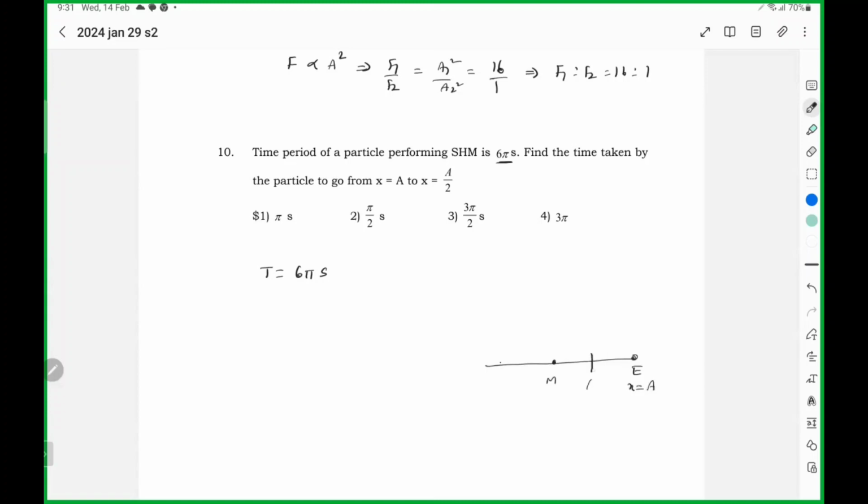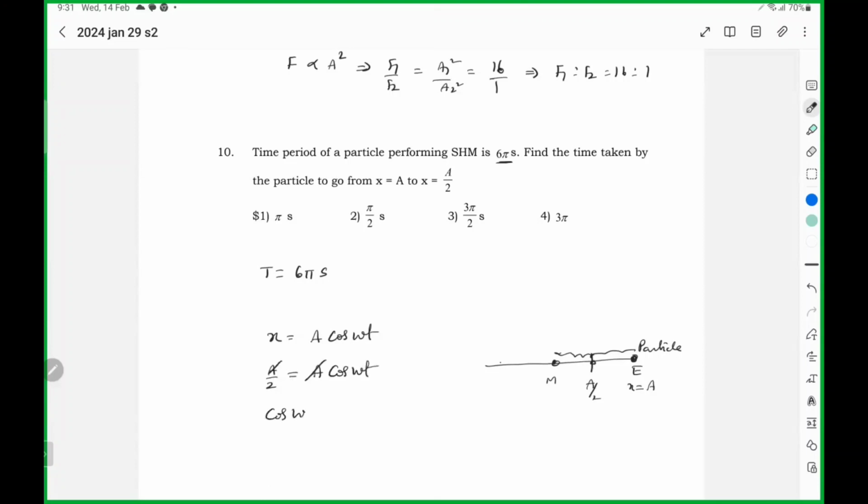So what is the time taken from extreme position to the mean position? When the particle starts from extreme position, we use the formula a cos omega t. Mean position, a sine; extreme, a cos omega t. When it comes to a by 2, distances are always measured from the mean position. Since it is the midpoint, both will be the same.